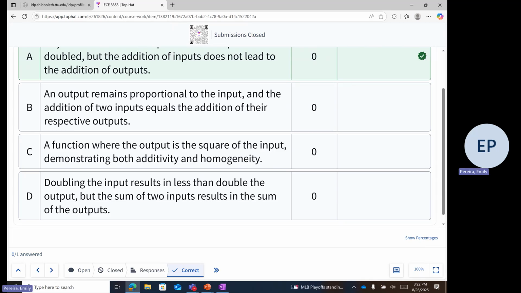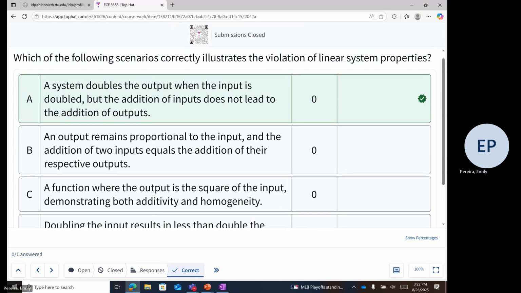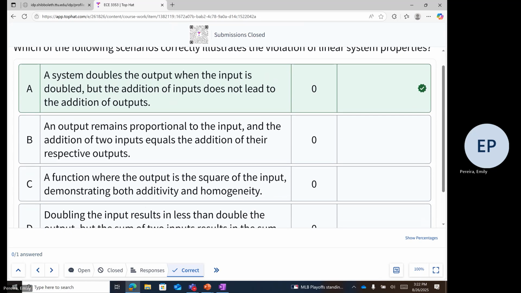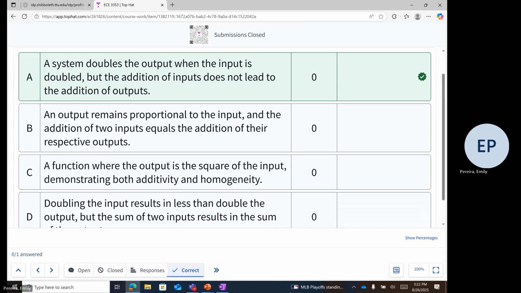And I believe D is also correct because it doesn't satisfy the homogeneity property, but it does satisfy the additivity property. B is actually describing a linear system, and C is talking about the square of the input, which is nonlinear, and so this is not additivity and homogeneity.